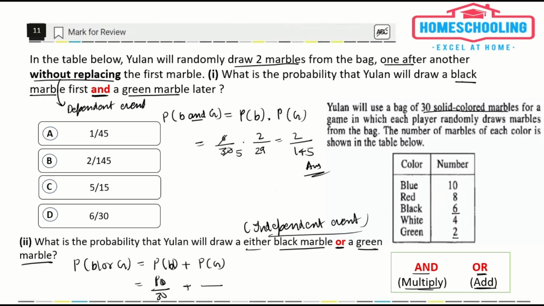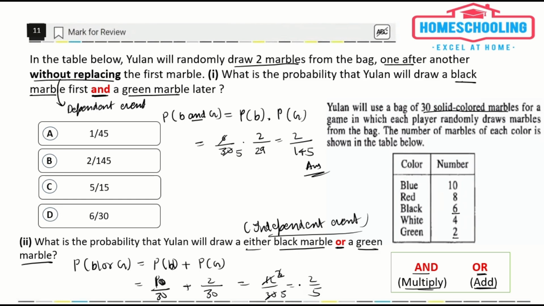Here we are not drawing out two. Either we have to draw one green marble or a black marble. So the total number of marbles will still remain 30. And we have to take out a green marble, so 2. So this is going to be 10 plus 2, that is 12 divided by 30. 6 times 2, 6 times 5. So it is going to be 2 divided by 5.